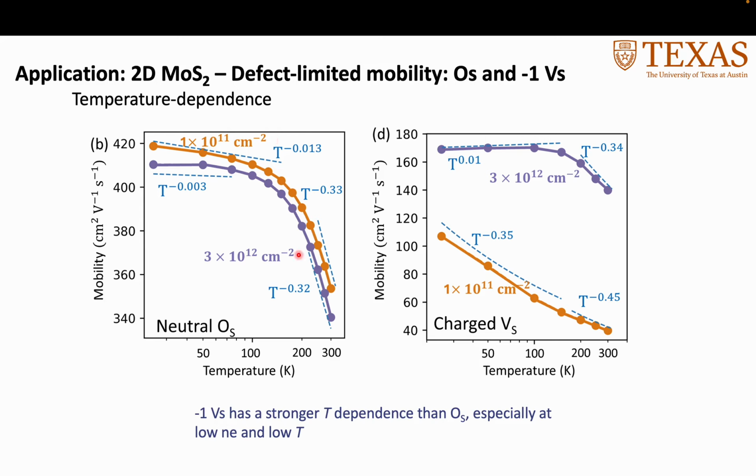Then these two figures show the temperature dependence of the mobility behavior. As you can see, we have used an exponential function to fit the mobility trend. So it's easy to conclude that the -1 sulfur vacancy has a stronger temperature dependence than the neutral defect, especially at the low carrier concentration and low temperature region. Especially in this region.